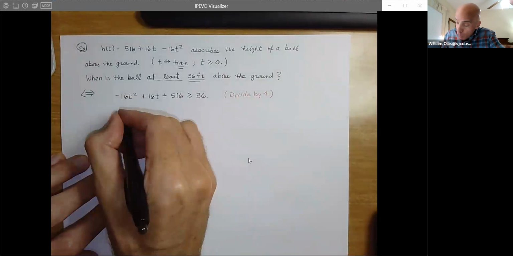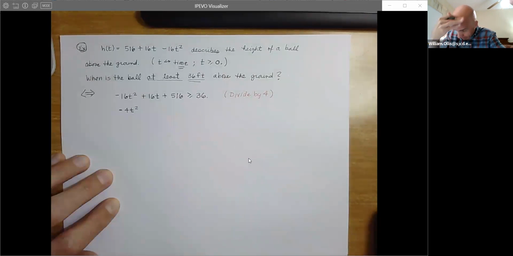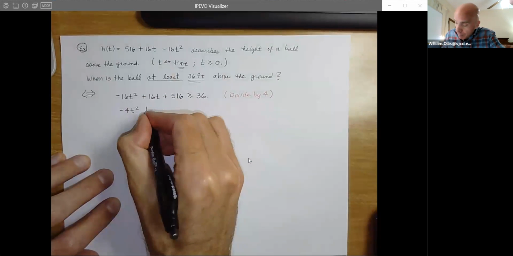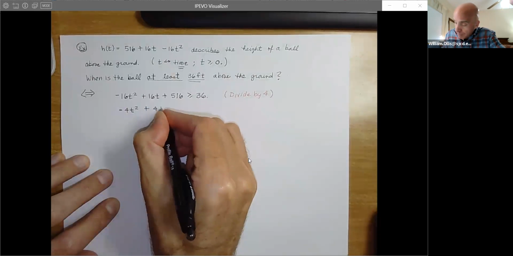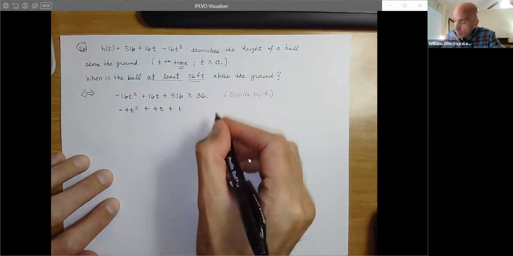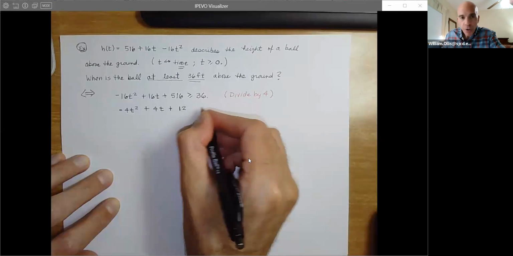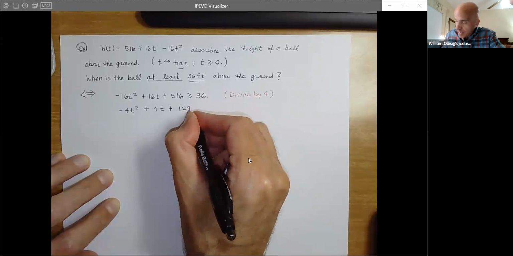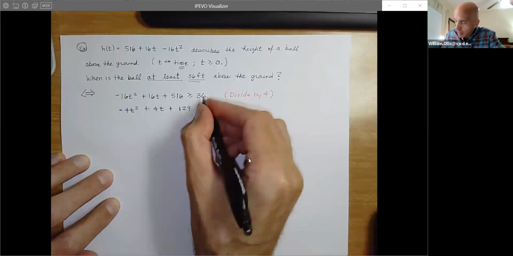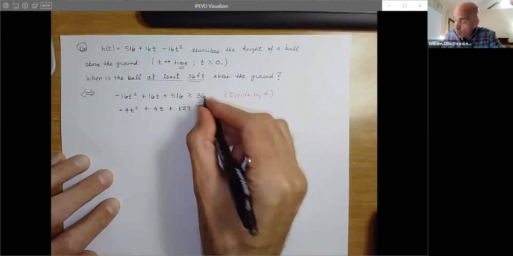So when we divide by 4 here, we get a negative 4t squared plus 4t. And now if we divide 516 by 4, we get a 129. So these are nice, easy numbers. And then, of course, dividing 36 by 4, we get a 9.